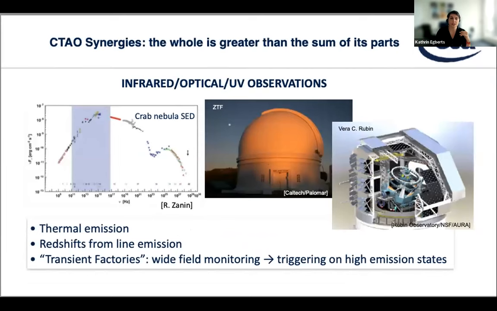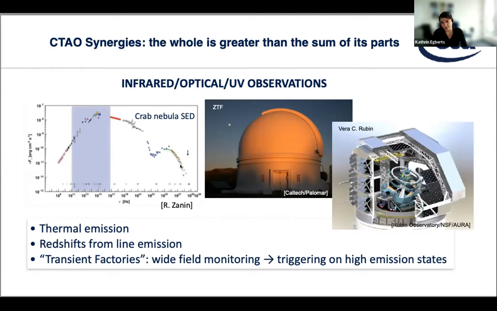When we are moving up in energies, this is part of the regime of thermal emission. But we can also have the non-thermal part of the spectrum. This is particularly interesting at the higher end here, because here we are probing the same particle population as we are doing with CTA, in the case of inverse Compton scattering. But also from the thermal emission, we can really learn a lot. A few examples are, for example, the redshift from line emission. This is something crucial for us because from a non-thermal spectrum, you can see there are no lines. So for us, it is simply not possible to determine these redshifts.